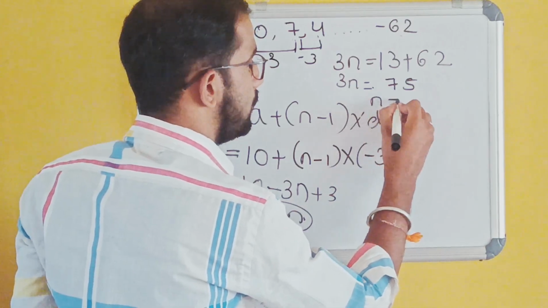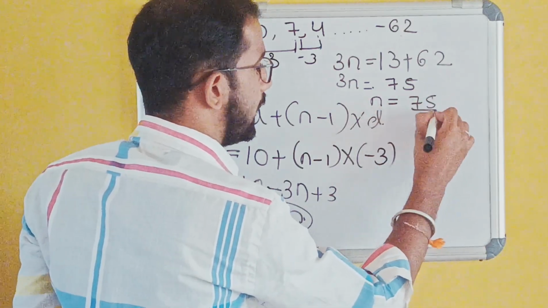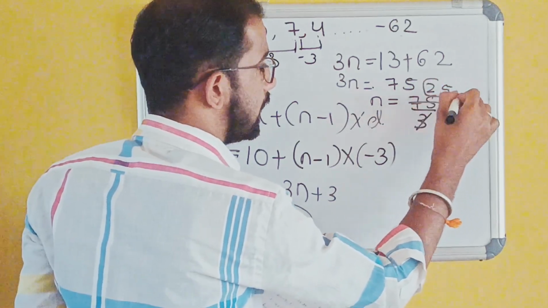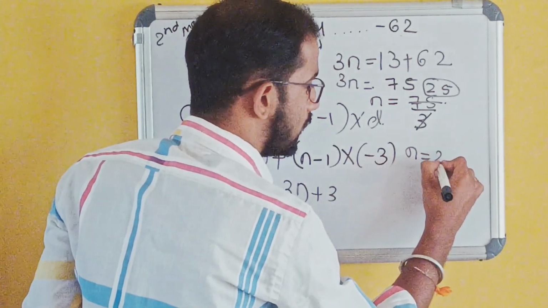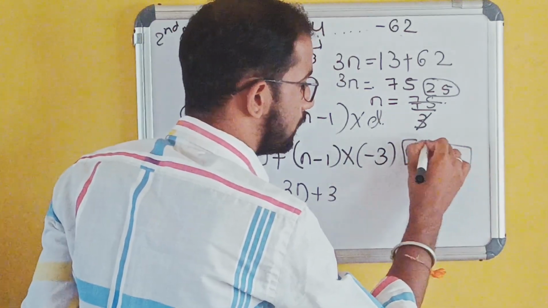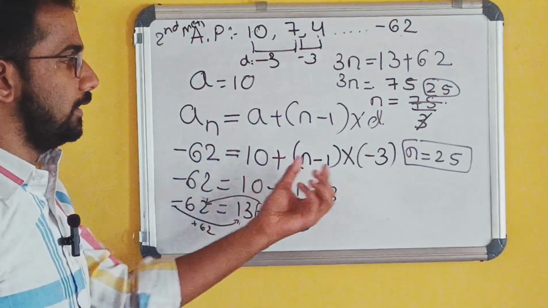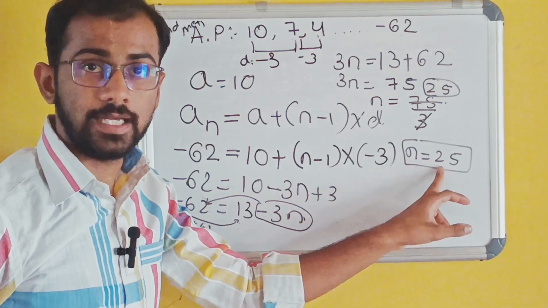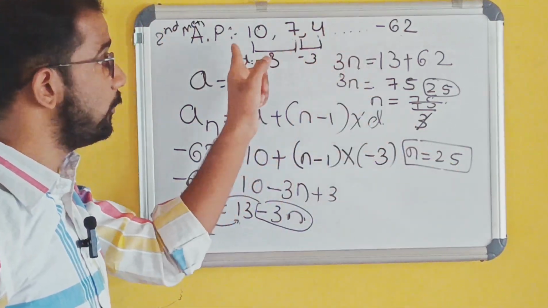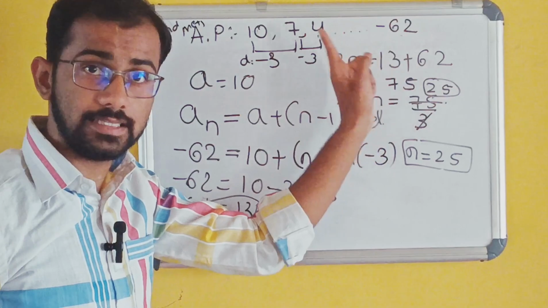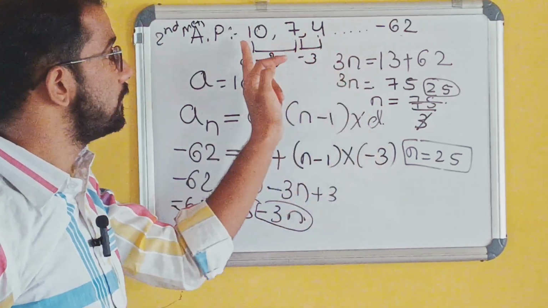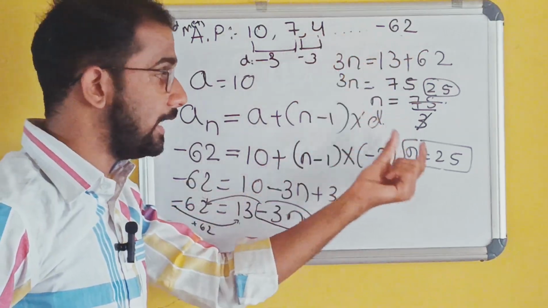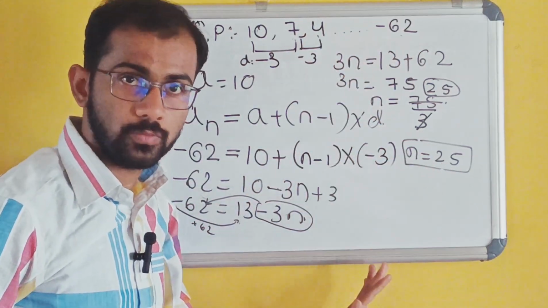Now, n will become 75 divided by 3. 3 ones are 3, 3 twos are 6, 3 fives are 15, 25s are 75. Therefore, n will become 25. Now, we have to conclude this as n equal to 25. It means there are 25 terms present in the given sequence. That means from the first term to the last term, there are 25 terms present over here.